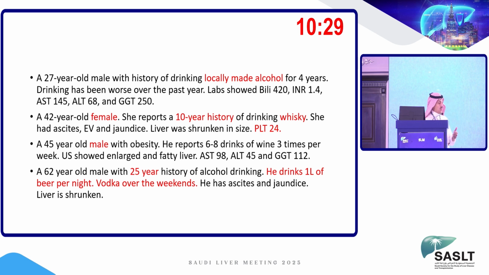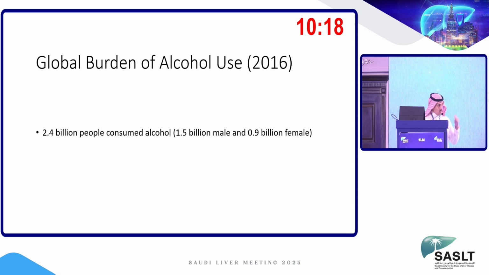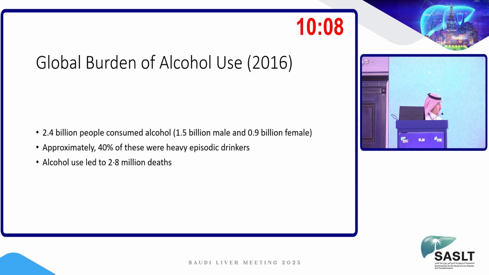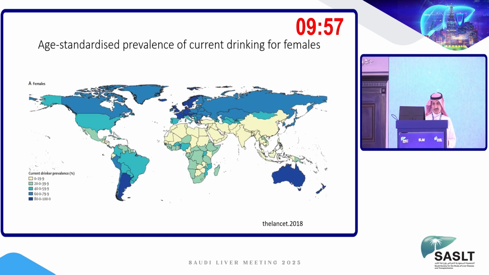So the gender, the type of alcohol, and drinking patterns are all very important in assessing patients when they come to the clinic for the first time. When we look at the global burden, we are still one of the lowest countries, but if you look at the whole population, around 2.4 billion worldwide consumed alcohol. 40% of them reported heavy drinking episodes, and again, it leads to significant mortalities worldwide. And unfortunately for young people, it is still the leading risk factor for premature death and disability.